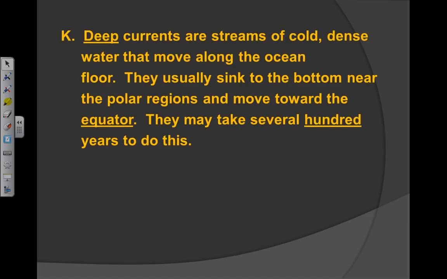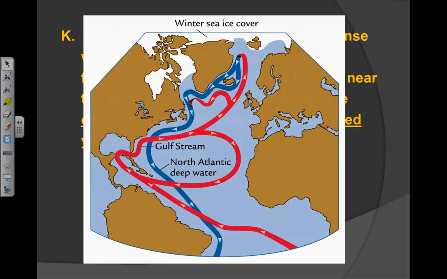K. Deep currents are streams of cold, dense water that move along the ocean floor. So this is the cold water that has sunk to the bottom. It says they usually sink to the bottom near the polar regions and move toward the equator. Because they're cold, they're moving along the bottom, and they also move very slowly. It says they may take several hundred years to do this. So the water is traveling very slowly.